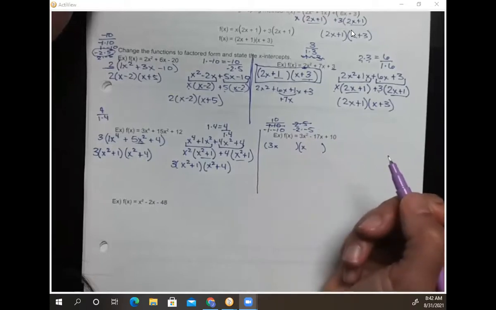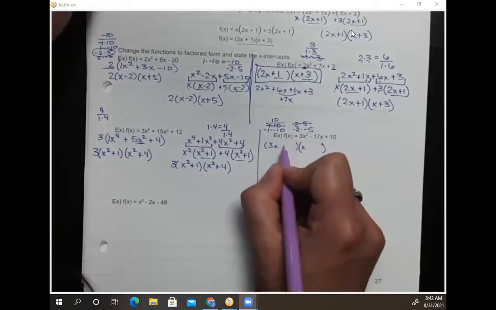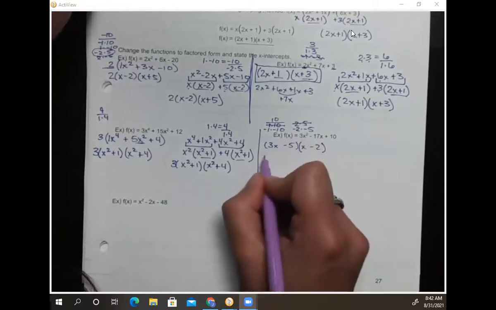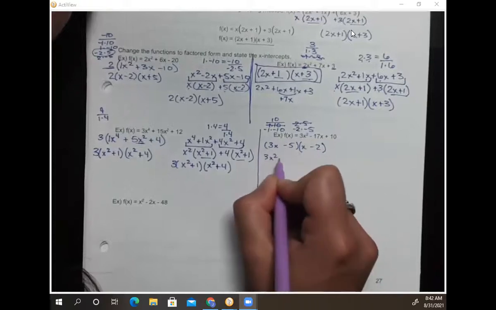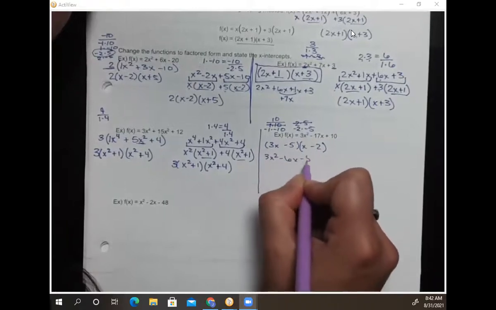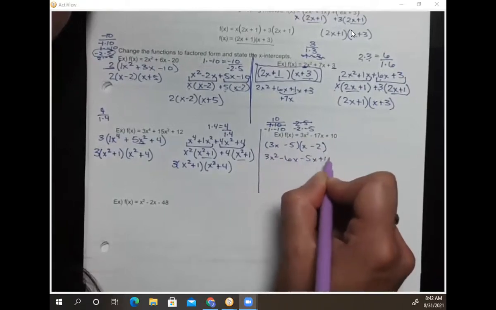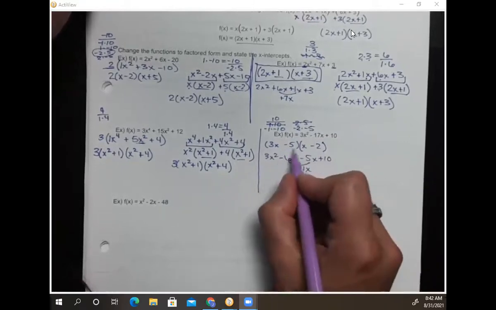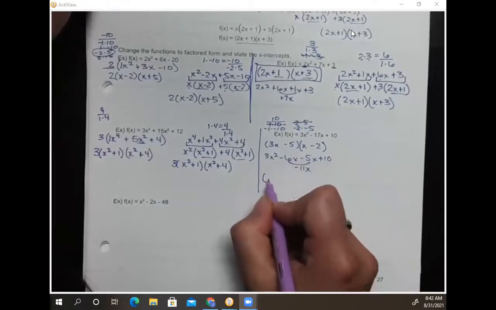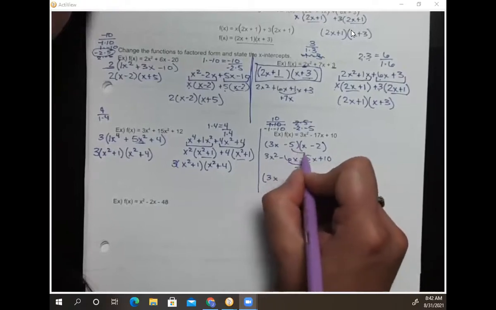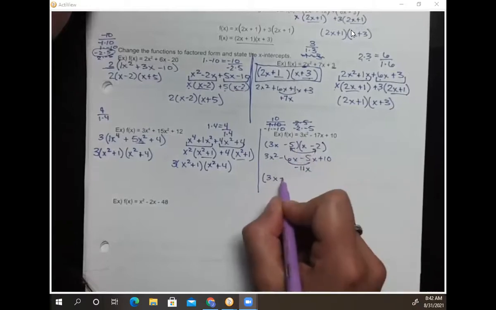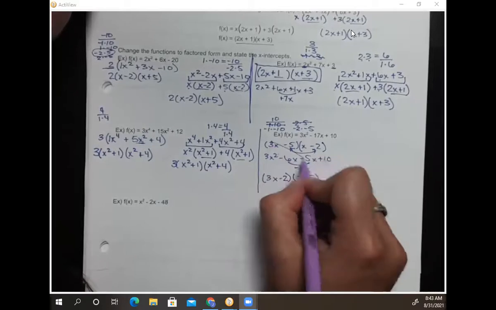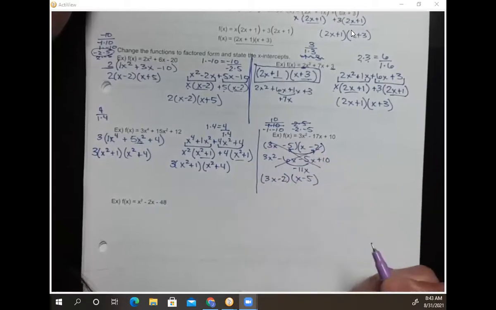So let me try a placement here. We'll go -5 and -2. And then I'm going to distribute. So this would be 3x squared minus 6x minus 5x plus 10. When I combine like terms in the middle, I get -11x. So this is not the option I want. So I'm going to switch the -2 and -5. So this was not right. I'm going to try a different factorization.